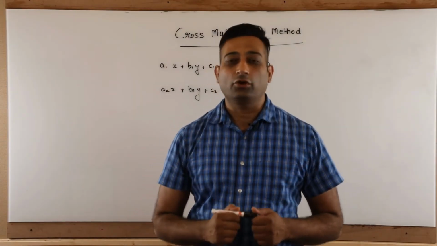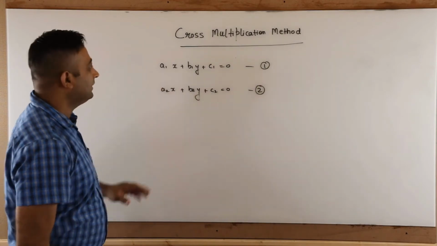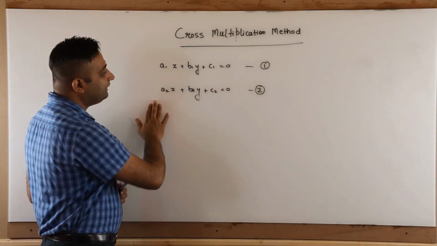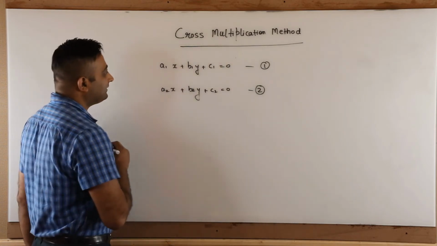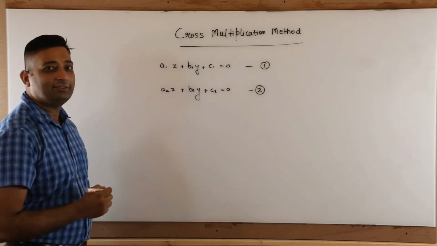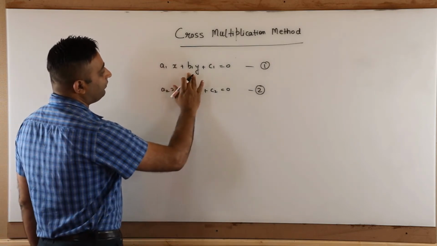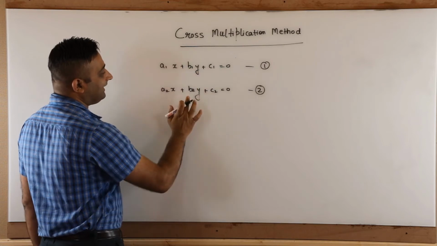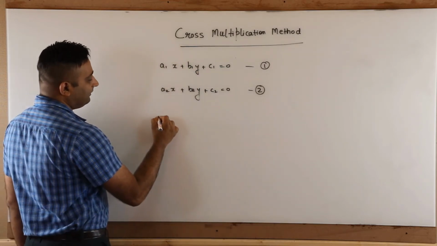Dear students, in the cross multiplication method, we are given two equations in standard form. You can see that these are two linear equations in two variables in the standard form. Now let us discuss how to calculate x and y from these two equations. We will multiply the first equation by b2 and the second equation by b1. So let us see what we obtain.